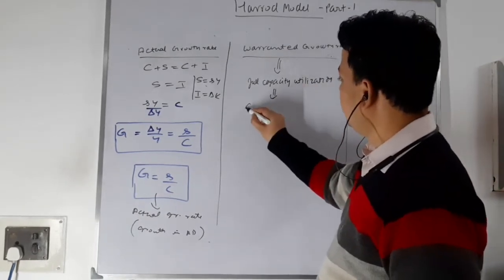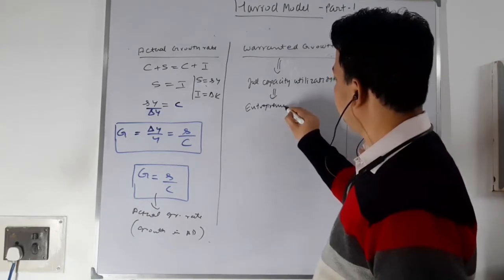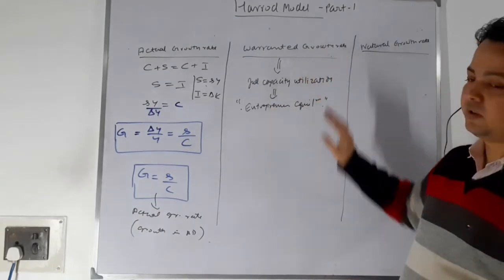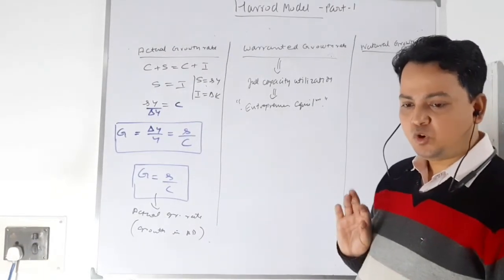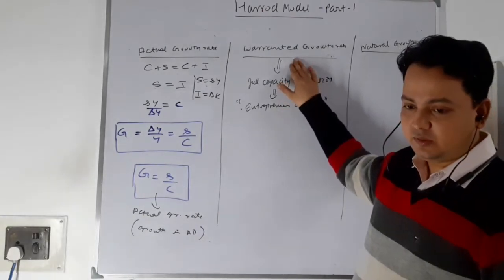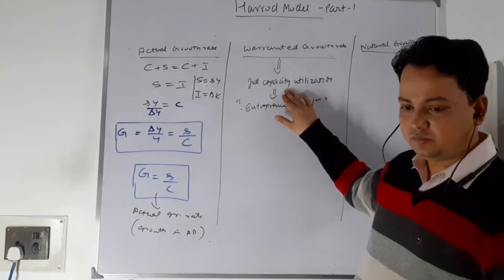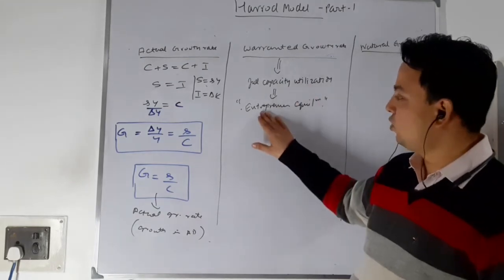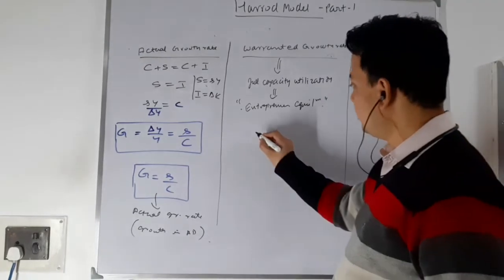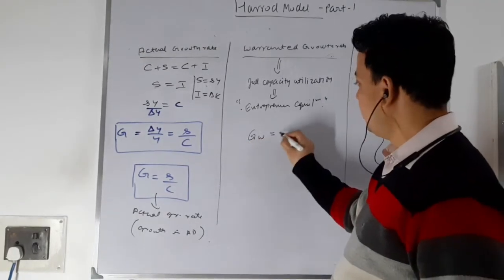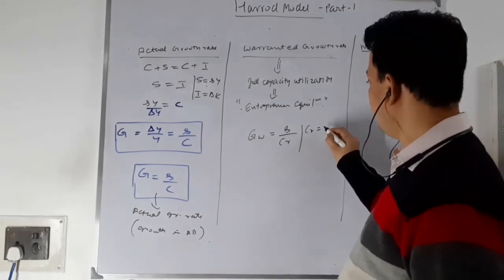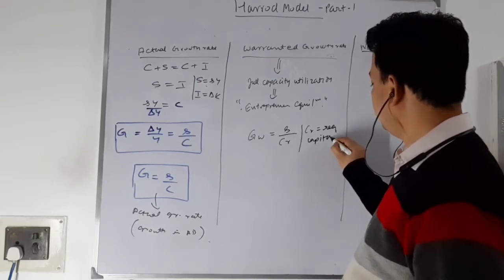That is why it is also called entrepreneurial equilibrium. I repeat one more time. What is the warranted growth rate? It is the growth rate at which producers are content with what they are producing. Or you can say it is the growth rate in the economy at which capacity is fully utilized. Since capacity is fully utilized, it is also called entrepreneurial equilibrium. Only writing this much is enough. And the warranted growth rate, GW, equals saving over CR. CR is your required capital output ratio.